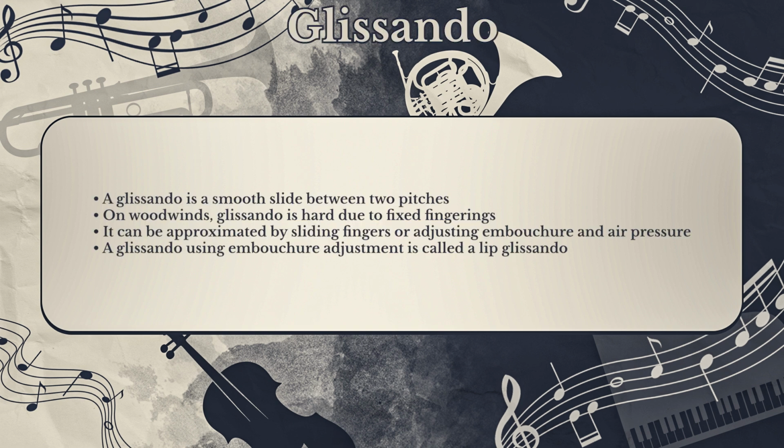A glissando is a smooth slide from one pitch to another. On woodwind instruments, producing a glissando is challenging due to their fixed fingering systems. However, players can approximate it by sliding their fingers between keys or gradually altering their embouchure and air pressure. A glissando produced by adjusting the embouchure is known as a lip glissando.